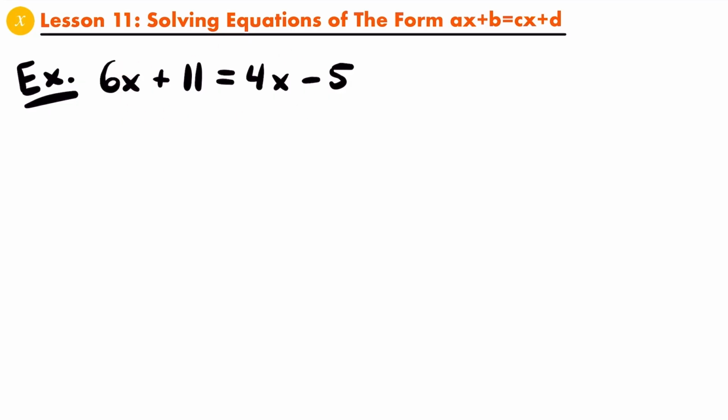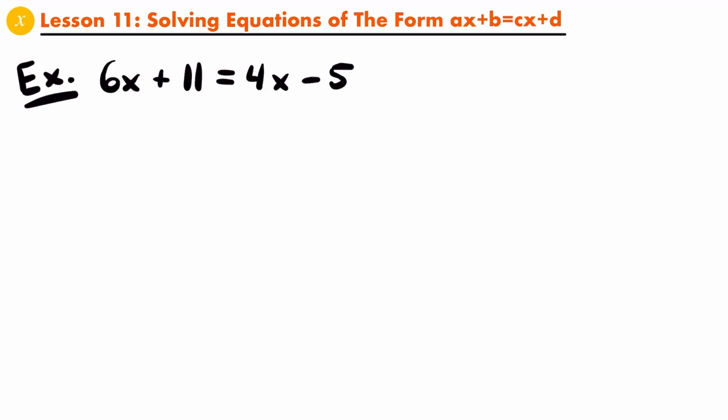Here we have an equation that is in that form of ax plus b equals cx plus d. We have 6x plus 11 equals 4x minus 5. Alright, so on both sides of the equation, we have a variable term involving that variable of x, and we also have a constant term on both sides. And so how would we go about solving this equation?